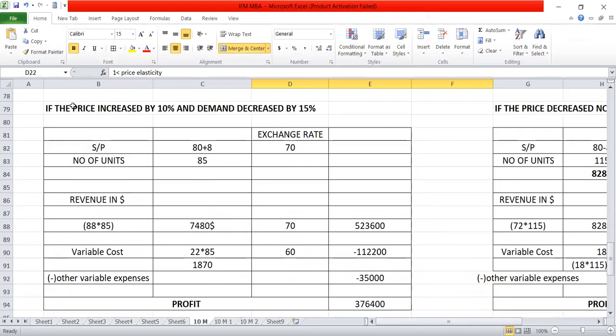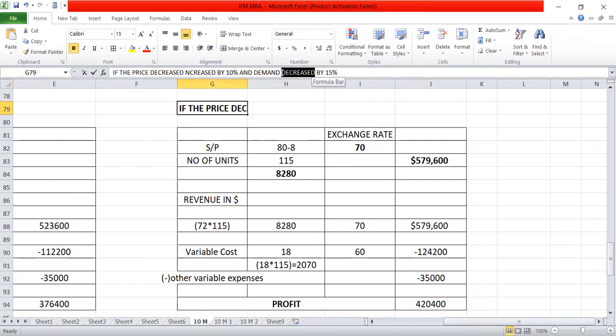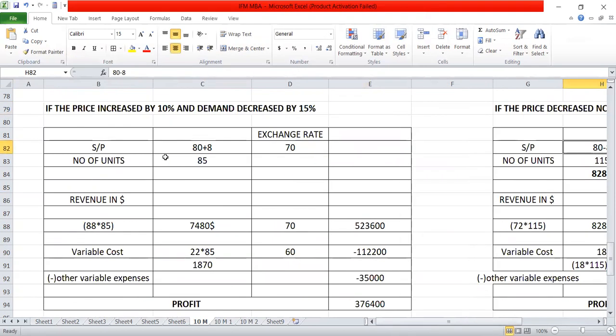So that is what we have discussed here. See, we are checking two statements because this is price elasticity. If the price is increased by 10%, then the demand is decreased by 15%, because they said 1.5. So we have taken 10%. And in the second case, if the price is decreased by 10%, then the demand is increased by 15%. Now we will check it out.